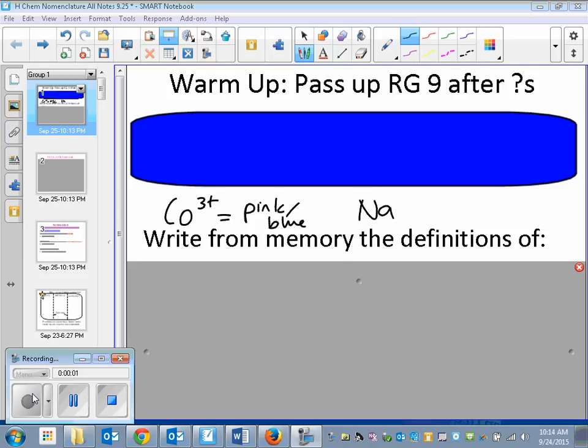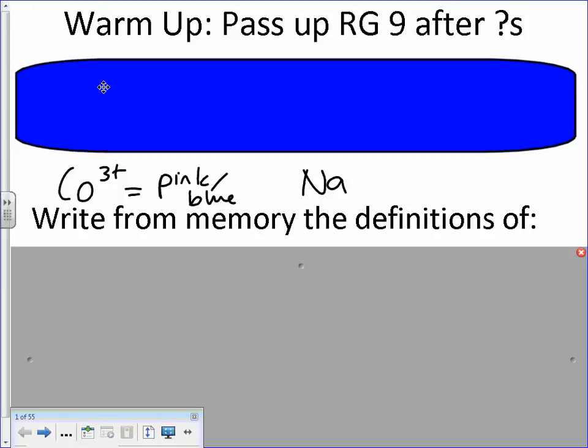How many valence electrons does it have? 1. So is it going to lose that 1 or gain 7? What do you say? Is it going to lose 1 electron or gain 7 electrons? It's going to lose 1. That's way easier. So what's your charge? You're losing negatives, so you're a positive 1.